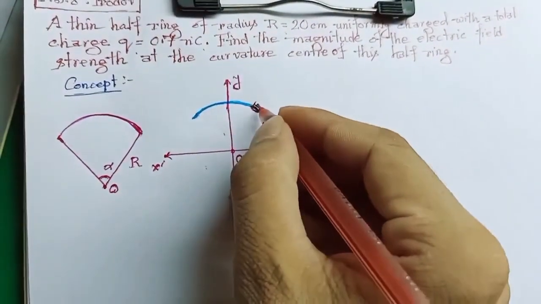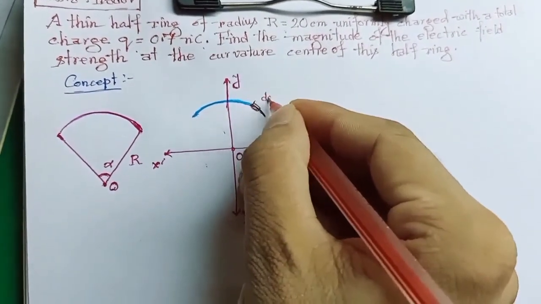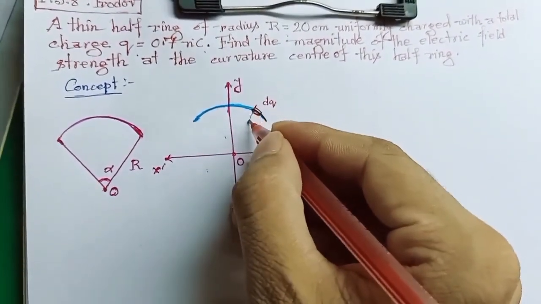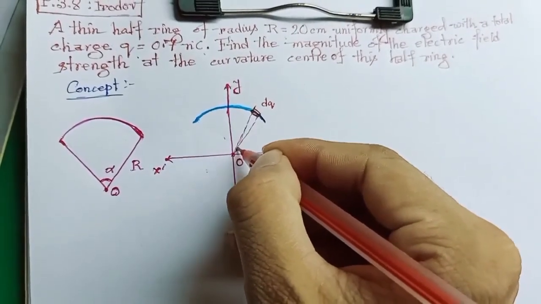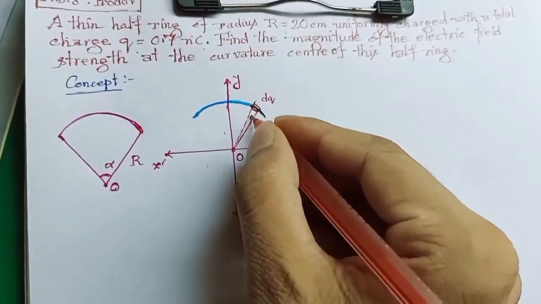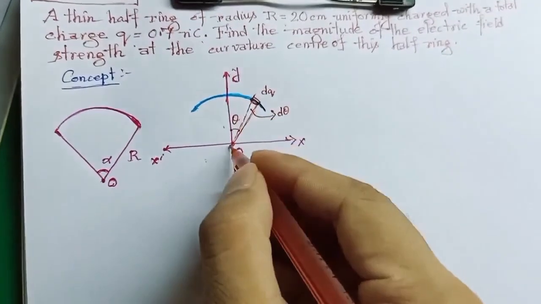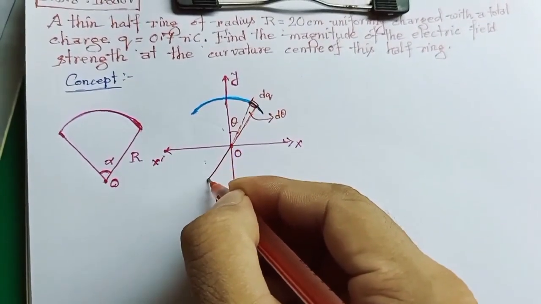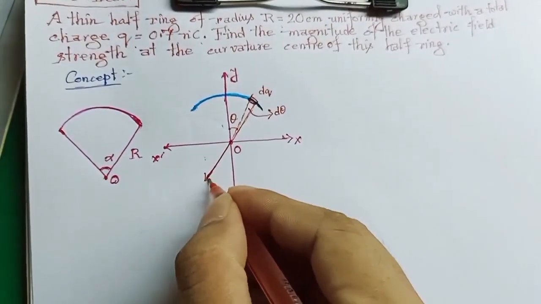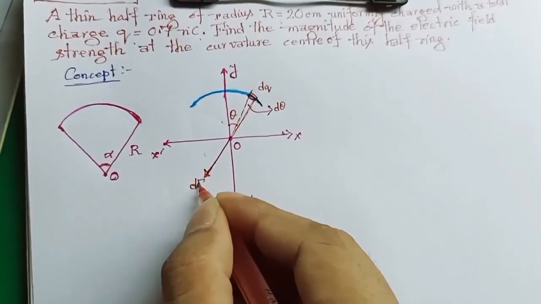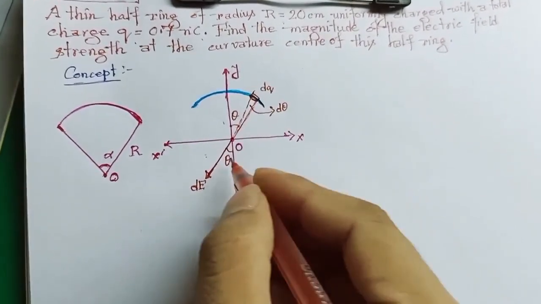Now we'll take a small element whose charge is equal to dq and which makes an angle d theta at the center, or the origin. So this angle is equal to d theta and this angle is equal to theta. Now the electric field due to this small segment whose charge is dq will be equal to dE. If this angle is theta, then its opposite angle must also be theta.